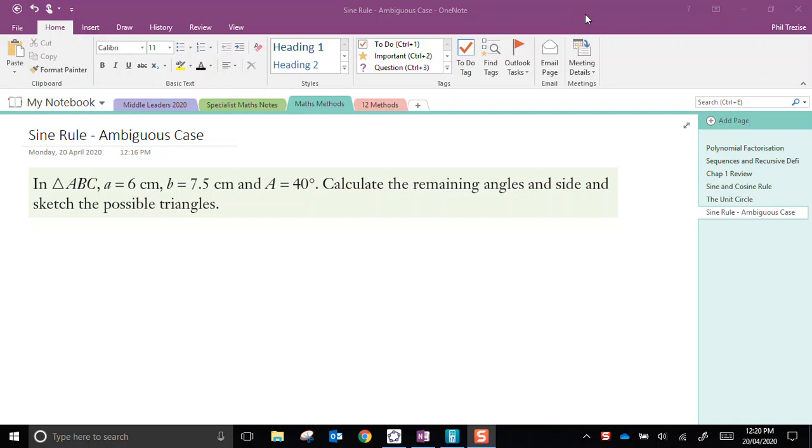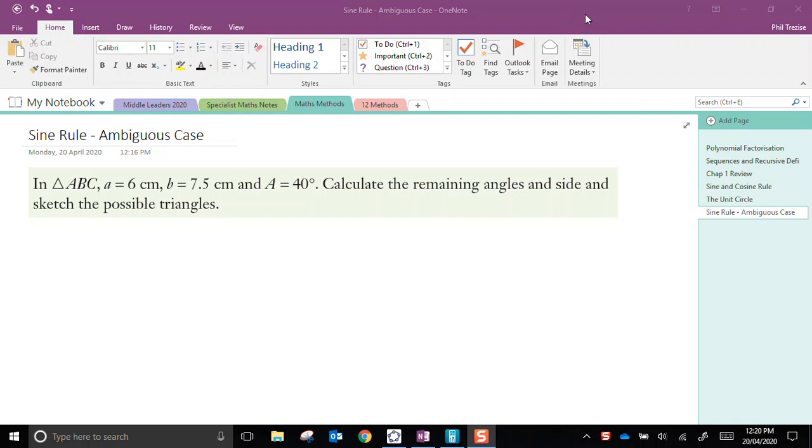So here's a question. In triangle ABC, we have the length of side A is 6 centimetres, B is 7.5, and angle at vertex A is 40 degrees. We have to calculate the remaining angles and side and sketch the possible triangles.